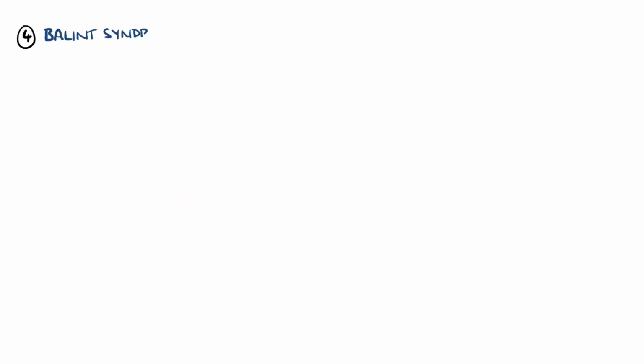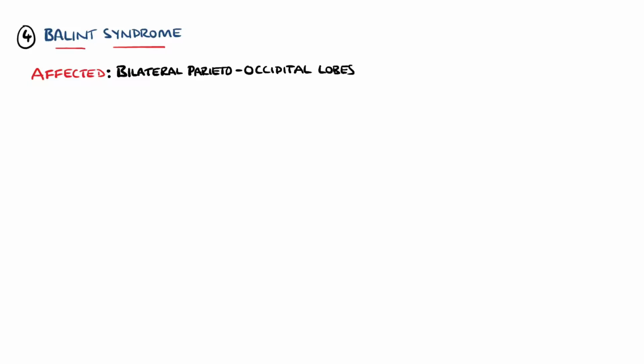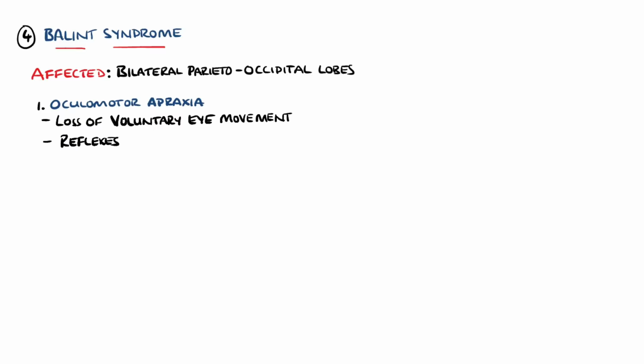Balint syndrome is next. This results from lesions in the parieto-occipital lobes on both hemispheres. The findings include oculomotor apraxia, which is a loss of voluntary eye movement where the reflexes remain intact. These patients often therefore have to turn their head to see objects moving in the periphery.